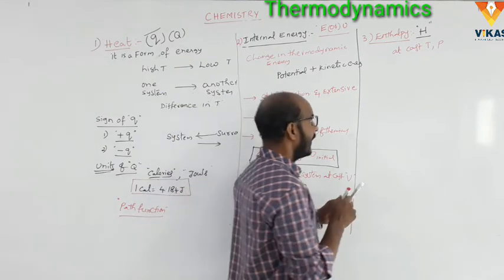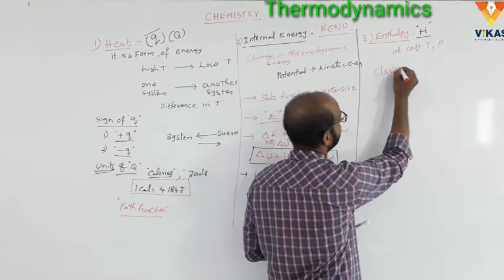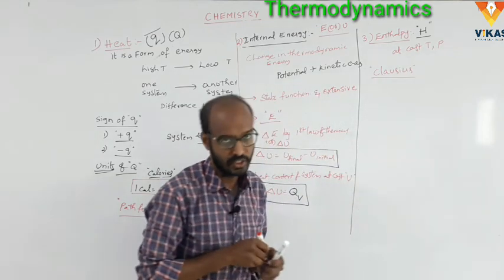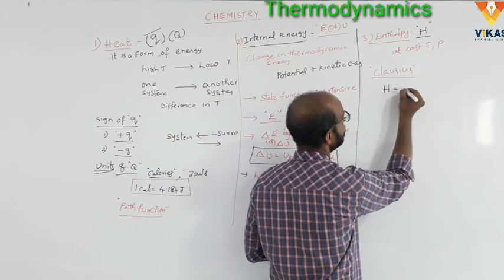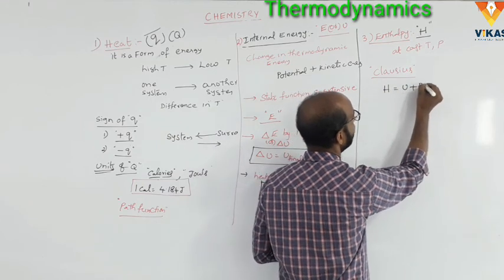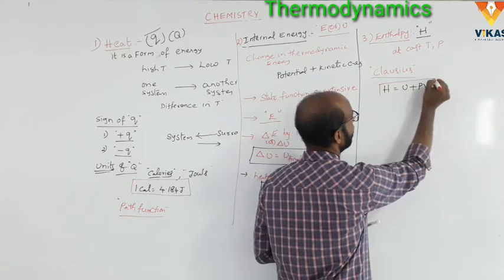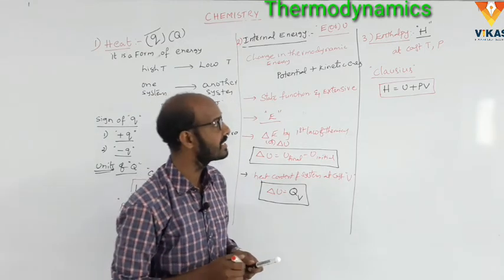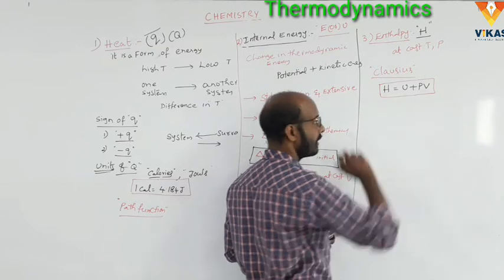Clausius, a scientist, gave one formula for enthalpy. That is, H is equal to U plus PV. H is equal to U plus PV. Clausius gave this formula for enthalpy.